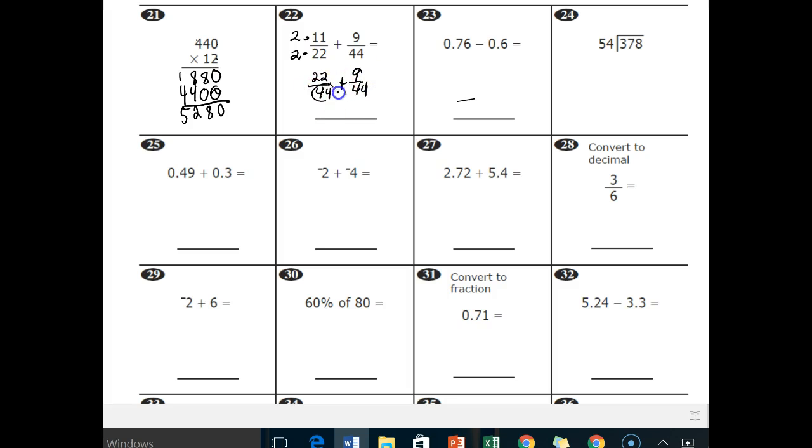And now, look, I have common denominators, so I can say, what is 22 plus 9? I get 31. So 31 over 44 is your answer.